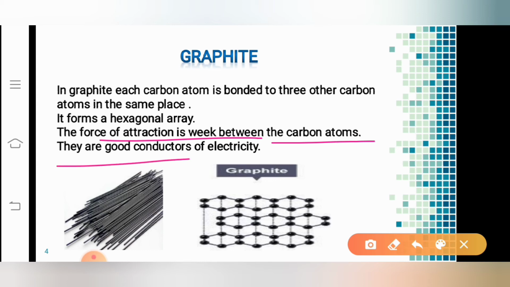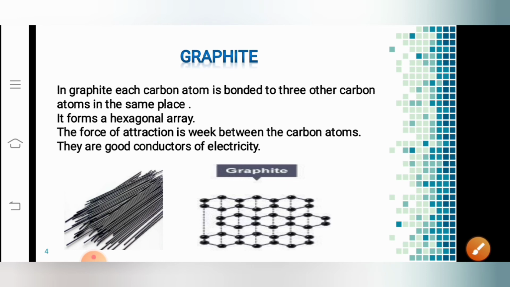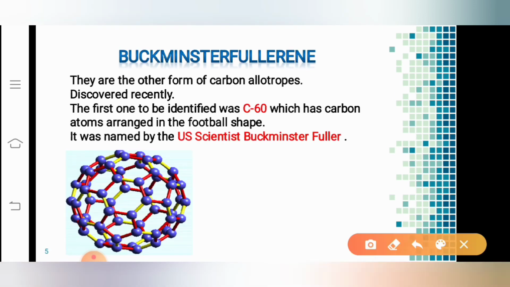And also they are good conductors of electricity. I told you at the beginning of the lesson, when I was talking about conductivity, that most carbon forms are poor conductors of electricity, with the exception of graphite. Graphite is a good conductor of electricity. Clear? So the next one is the Buckminsterfullerene.